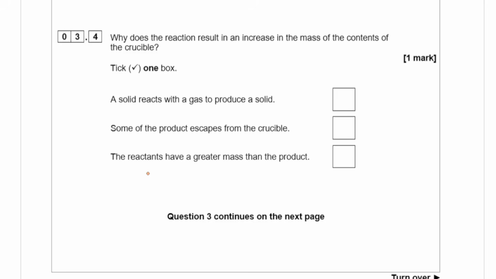Why does the reaction result in an increase in the mass of the contents of the crucible? A solid reacts with a gas to produce a solid. That would be the answer, because the solid is the magnesium and the gas is the oxygen to produce magnesium oxide.